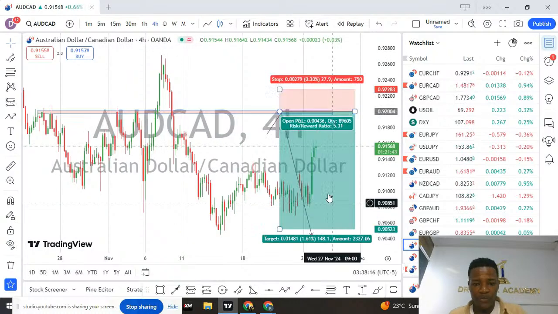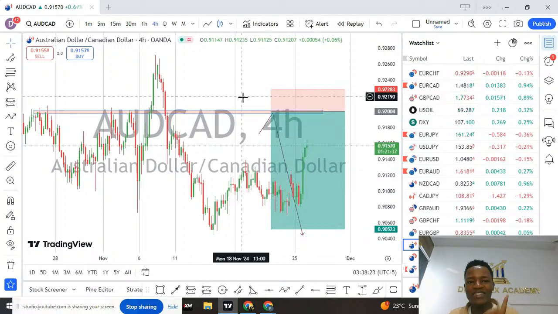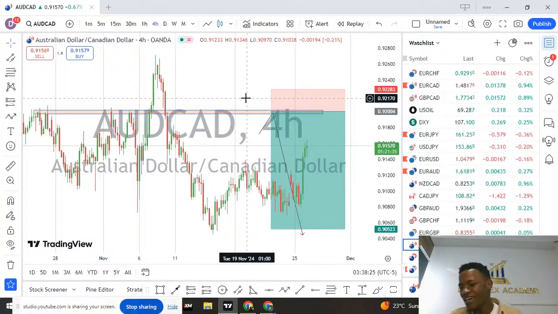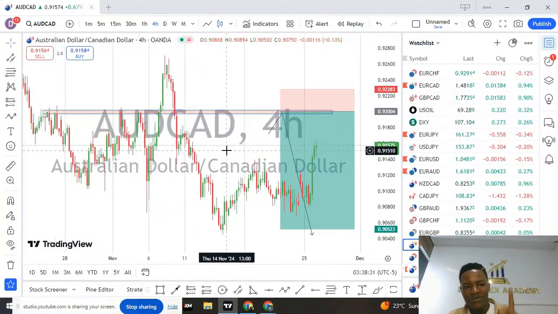AUDCAD. Yes, you see your market is coming back. Guys, you can remember these pairs. I have been waiting for this player on these shoulders. Let's wait on it. Guys, who remembers this pair? I have been doing this analysis since last week. Each and every day, I'm telling you guys, let's wait for this shoulder. Let's wait for this shoulder.